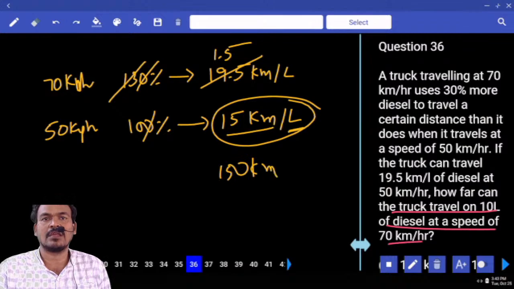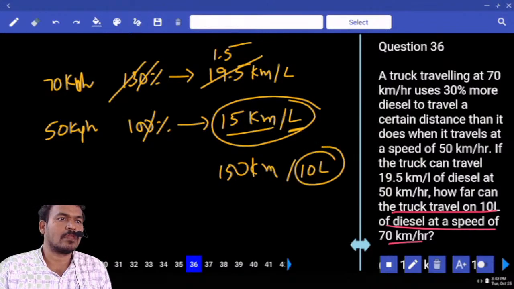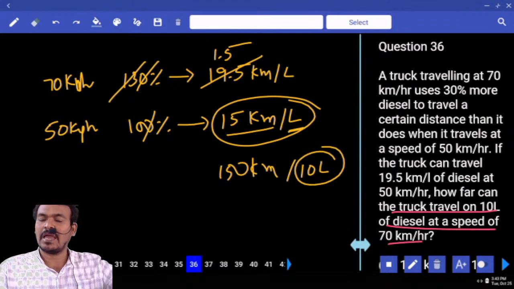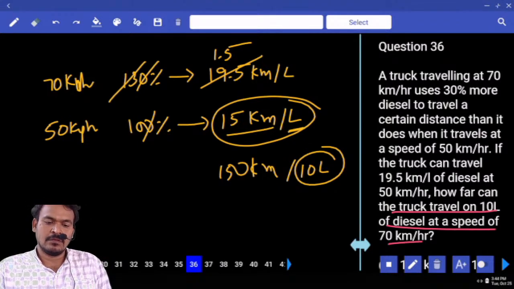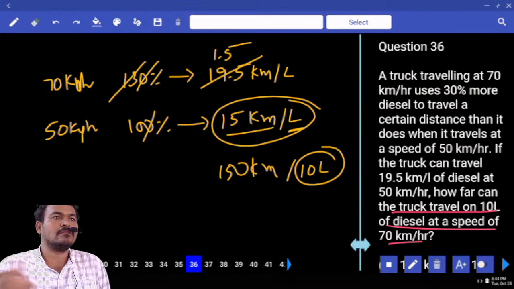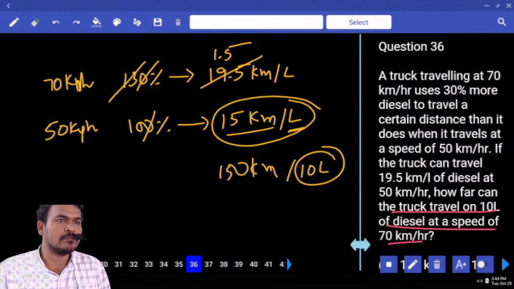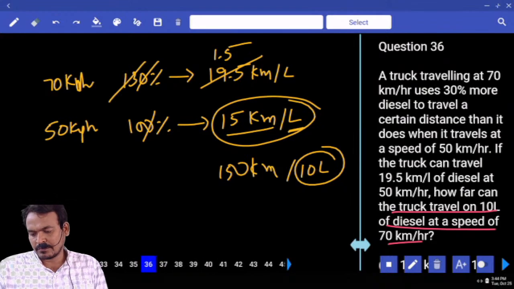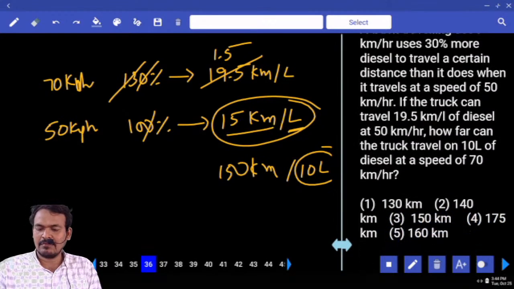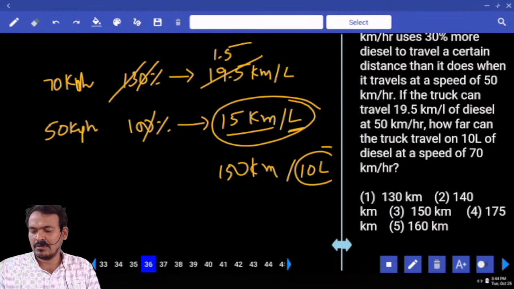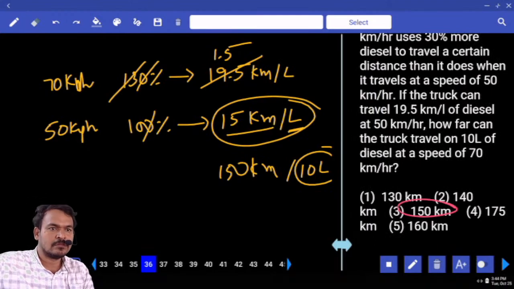How many liters are required? 10 liters or not? Yes or no? Consumption and distance values are both inversely proportional. Then the answer is 150 or 10 liters? 150 kilometers.